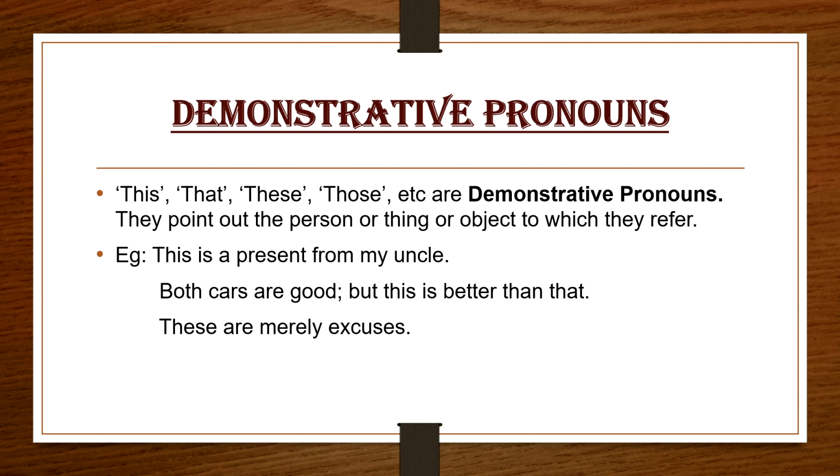Next is demonstrative pronouns. This, that, these and those, etc. These are all your demonstrative pronouns. They point out the person or thing or object to which they refer. For example, this is a present from my uncle. Both cars are good, but this is better than that. Another example, these are merely excuses.